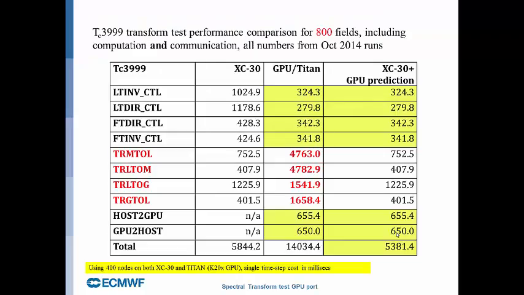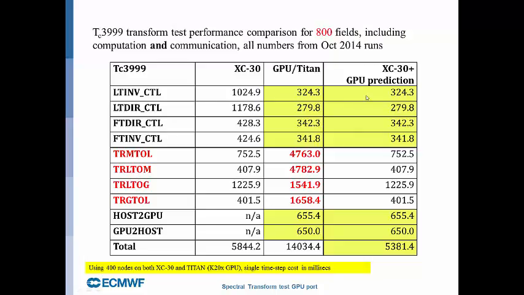And this just shows a case I showed before, a high-resolution case. It's a 2.5 kilometer case with 800 fields. Where I've marked it in this yellowish color are the computational phases, communication phases, and the actual transfers between host and GPU. And here's the cost on the XE30, the GPU time, and if I had a GPU with an XE30, here's what the time would be.